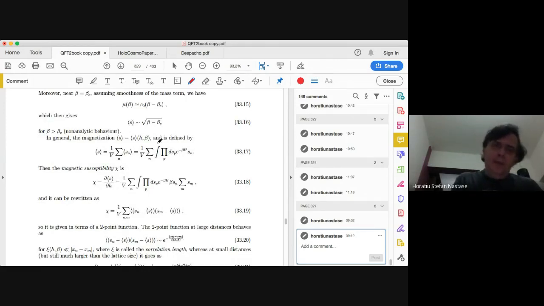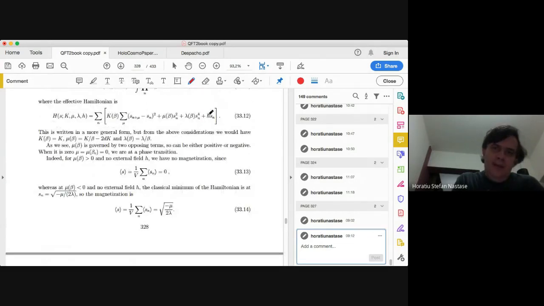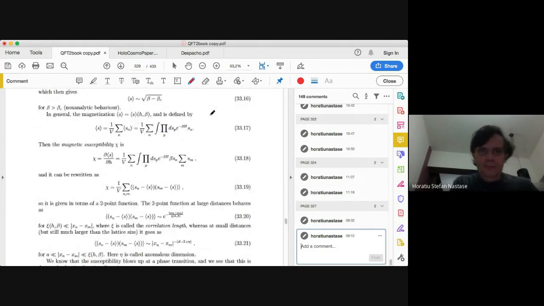Now, in general the magnetization will depend both on beta, like here, but also on the external field H. So this analysis was at zero external field, so zero H or zero term, no term linear in the spin. And so in general, the magnetization is, as before, 1 over V, sum over n, quantum VEV of Sn. Quantum VEV of Sn means path integral, meaning integral of the product dS, exponent minus beta H, and then insert also Sn.